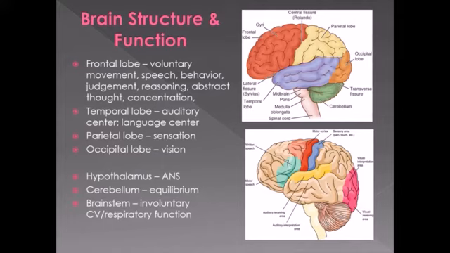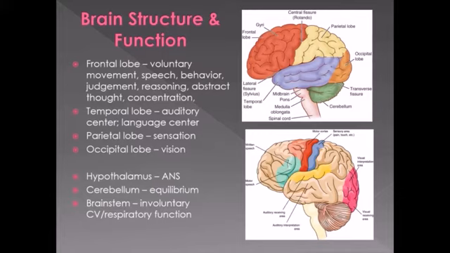So just a basic review of brain structure and function. Okay, this is not Anatomy and Physiology 1. You do not need to know down to that level, but you do need to have a basic understanding, especially as we start talking about disease processes such as stroke and how that's going to affect your patient. So if you remember the frontal lobe, that's what controls your voluntary movement, your speech, your behavior, your judgment, reasoning, abstract thought, concentration. It's really all the stuff that makes a person who they are.